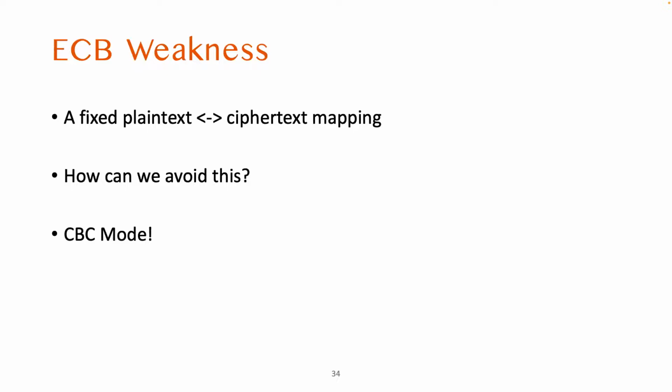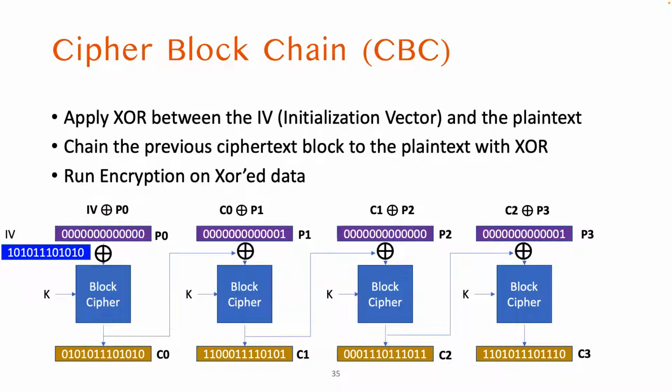So the weakness of the ECB is that there is a fixed plain text to ciphertext mapping, so we can easily manipulate that. That's a serious problem. But everybody knew this kind of problem exists, so they tried to come up with methods to avoid that. That method is the so-called CBC, Cipher Block Chaining mode. So please note that CBC exists because the plain text to ciphertext mapping was leaking in ECB.